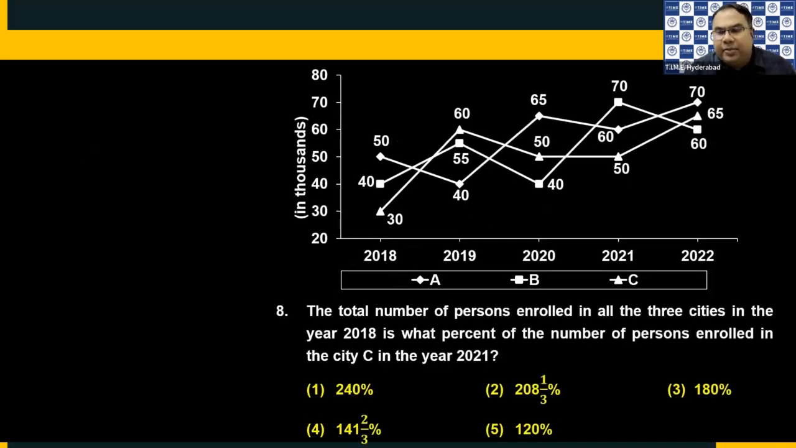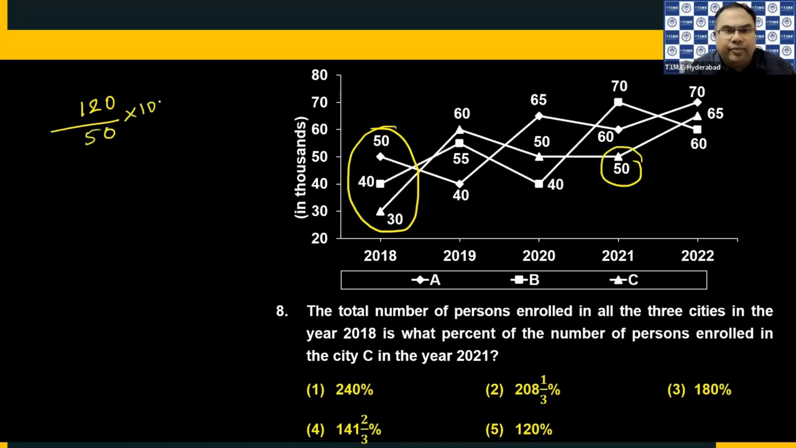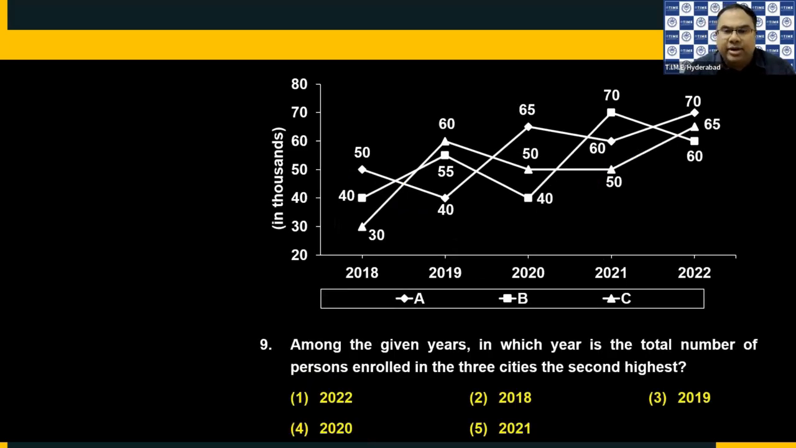8th question. Total number of persons enrolled in all the 3 cities in the year 2018. In the year 2018, in all the 3 cities, okay, 50, 40, 90, 30, 120 is what percentage of number of persons enrolled in city C in 2021. 2021, 50 enrolled into 100. So it has to be 240%. 240% is given in choice 1. Right? Let's move it.